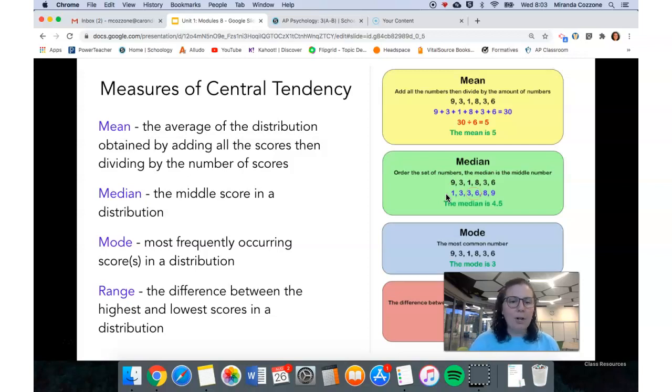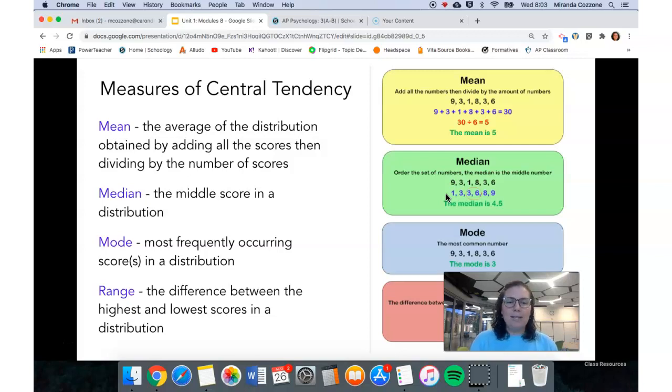So the mean is our average. We add up all the numbers and divide it by the numbers in the set. The median is the middle score in the distribution. The mode is the most frequently occurring score in the distribution, and the range is the difference between the highest and lowest score in the distribution. And each one of these four measures of central tendency helps to tell a story about the data.